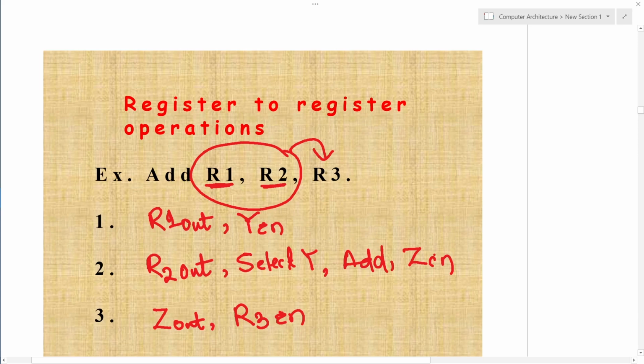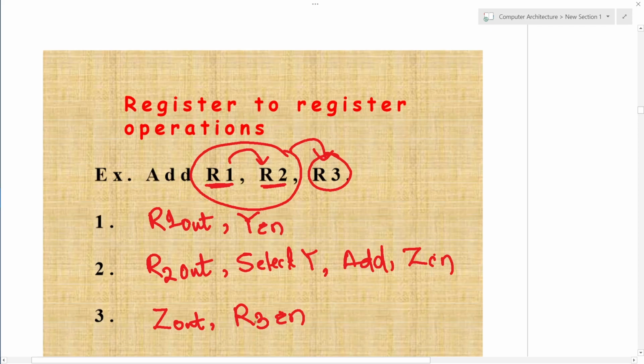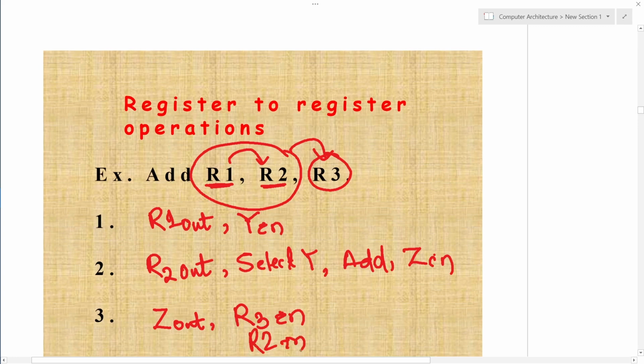If I do not use this third register, and my instruction is add R1, R2, meaning the content of R1 will be added to R2 and written at R2, then in place of R3 in, I have to replace it by R2 in. This is the only change I have to make if I remove register R3. So this is the register-to-register operation where the source as well as the destinations are registers.